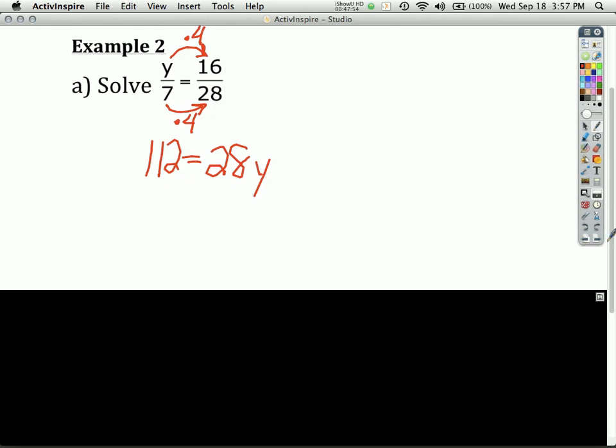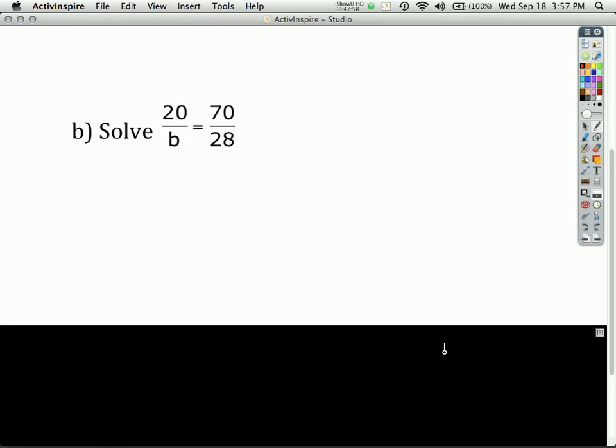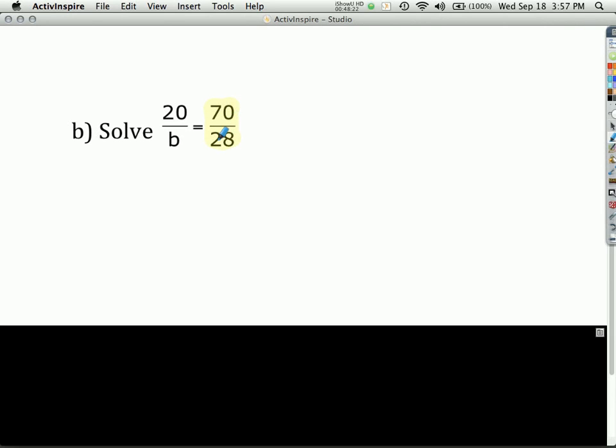All right, so part B, just to make sure we're understanding, solve 20 over b equals 70 over 28. Once again, we could do cross products. We could find a factor that we're multiplying or dividing by, but there's another approach. I would like you to look at this. Is that in simplest form?